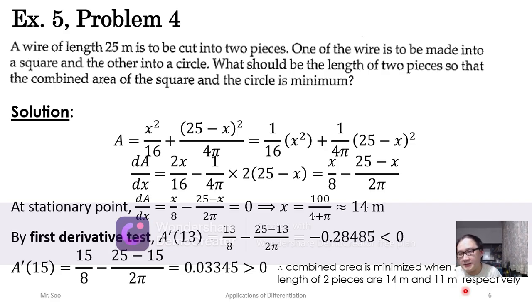Clear? Okay, now using second derivative test. Okay, using second derivative test. Okay, wait, it's a bit lagging.